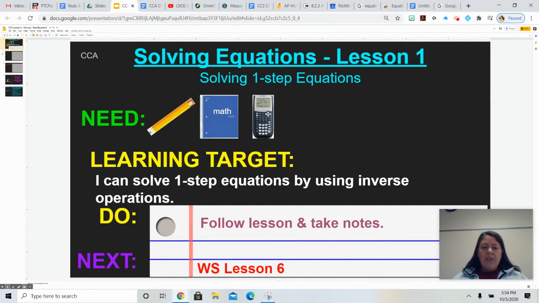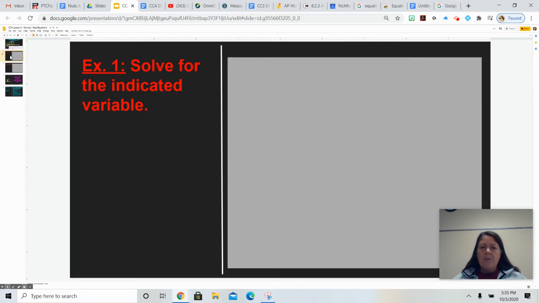So again, today's learning target is I can solve one-step equations by using inverse operations. So let's get right into our examples. Draw that line and split your notebook paper into 1/3, 2/3, and write down the directions for solve for the indicated variable. Again, anytime you need it, feel free to pause as you need to get caught up with what is being written, and then play when you are ready.